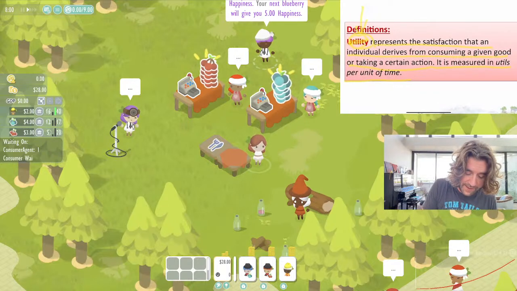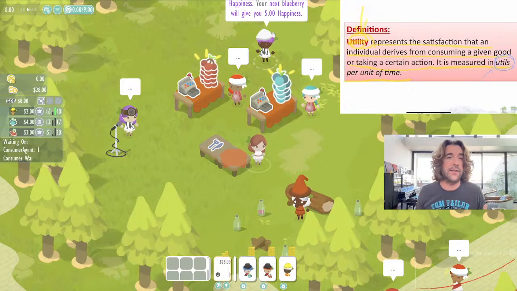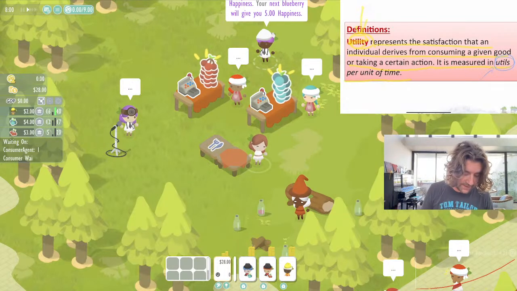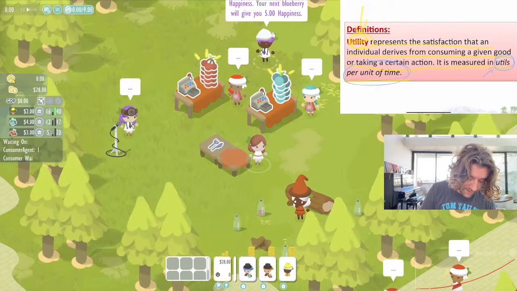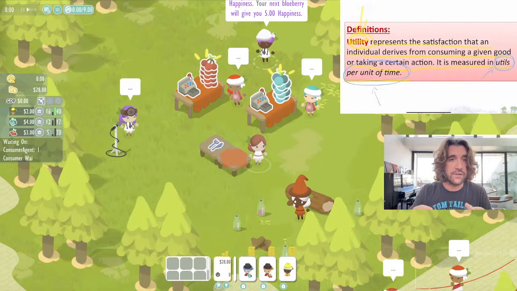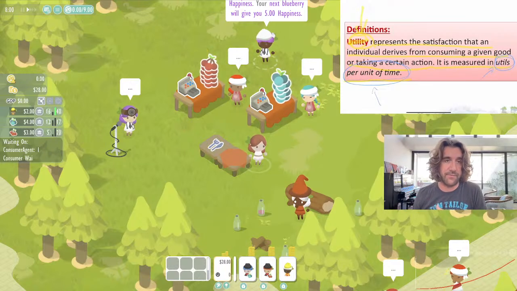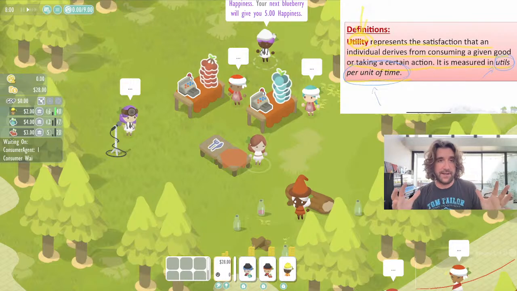The real important thing here is that it's measured in utils. That's basically the unit of measure of happiness in economics per unit of time. Everything we are gonna see here is gonna be happiness that you accrue from the different goods per unit of time, per market cycle. Think of it as a stomach. You digest this food over a market cycle.